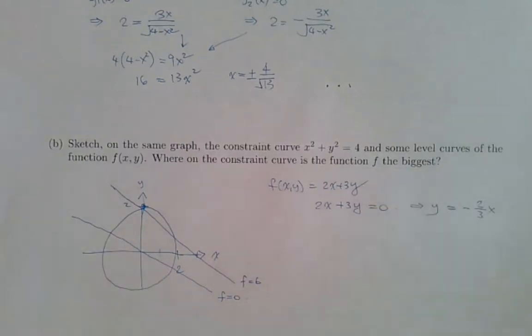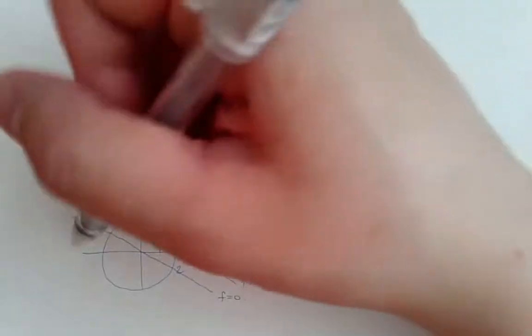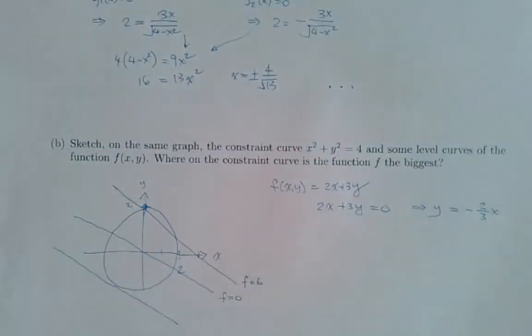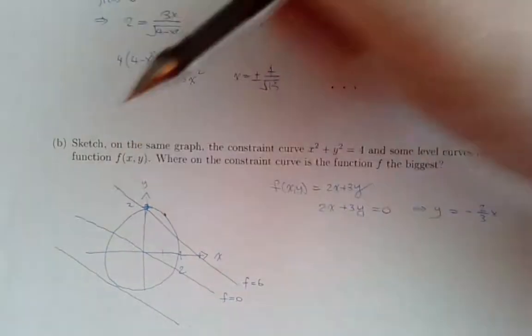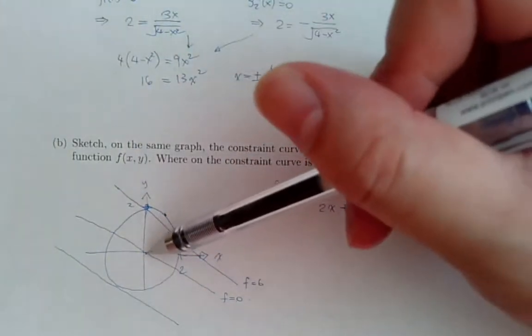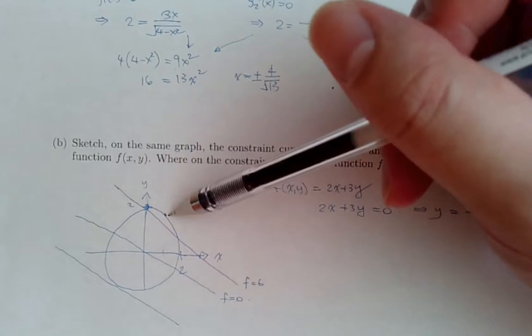This is a linear function. I'm not drawing these very nicely. Let me draw another one. How about I draw this one? Where on the constraint curve is the function f biggest? This one is f equals 6, f equals 0. This is f equals roughly negative 6. So I think somewhere here, f is 0, 6. This is biggest.